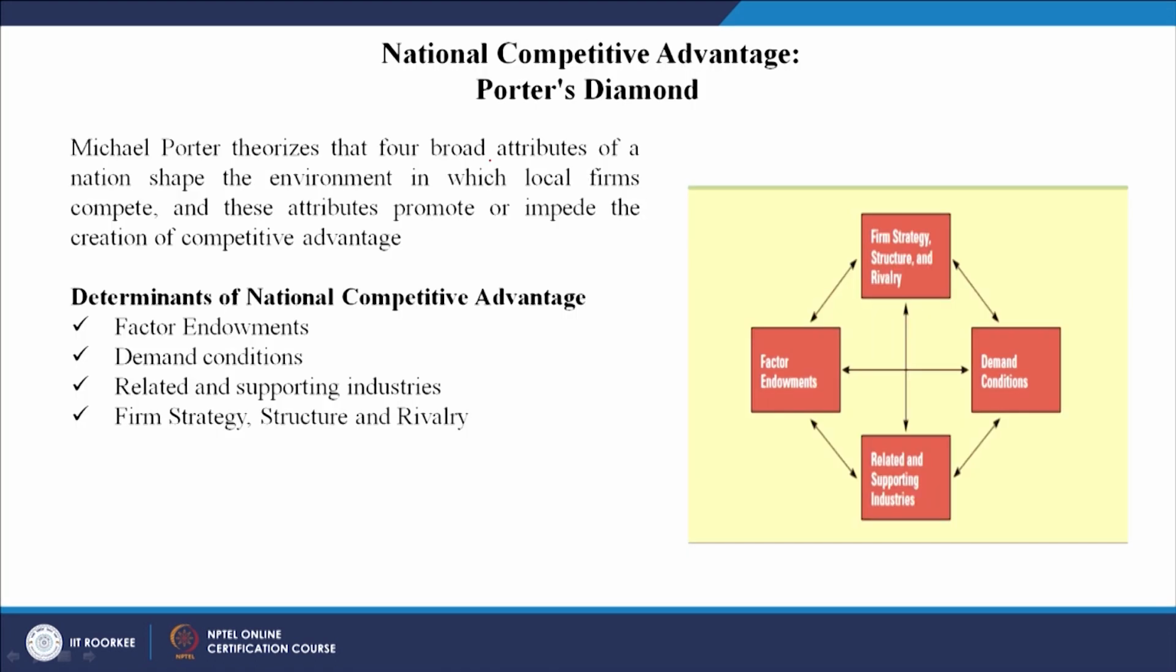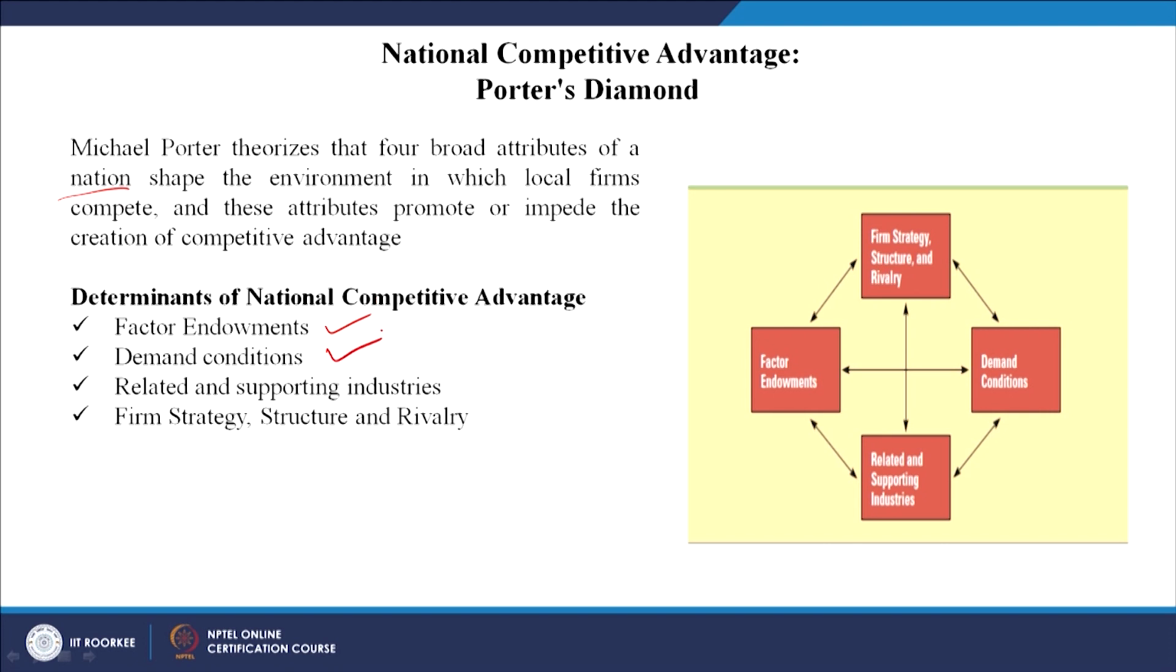Then we go from the PLC to Porter's diamond theory, Porter's national competitive advantage given by Michael Porter. So, Michael Porter theorizes that 4 attributes of a nation shape the environment in which local firms compete. So, what are the 4? Let us see. The factor endowments, that means your land, labor, capital.